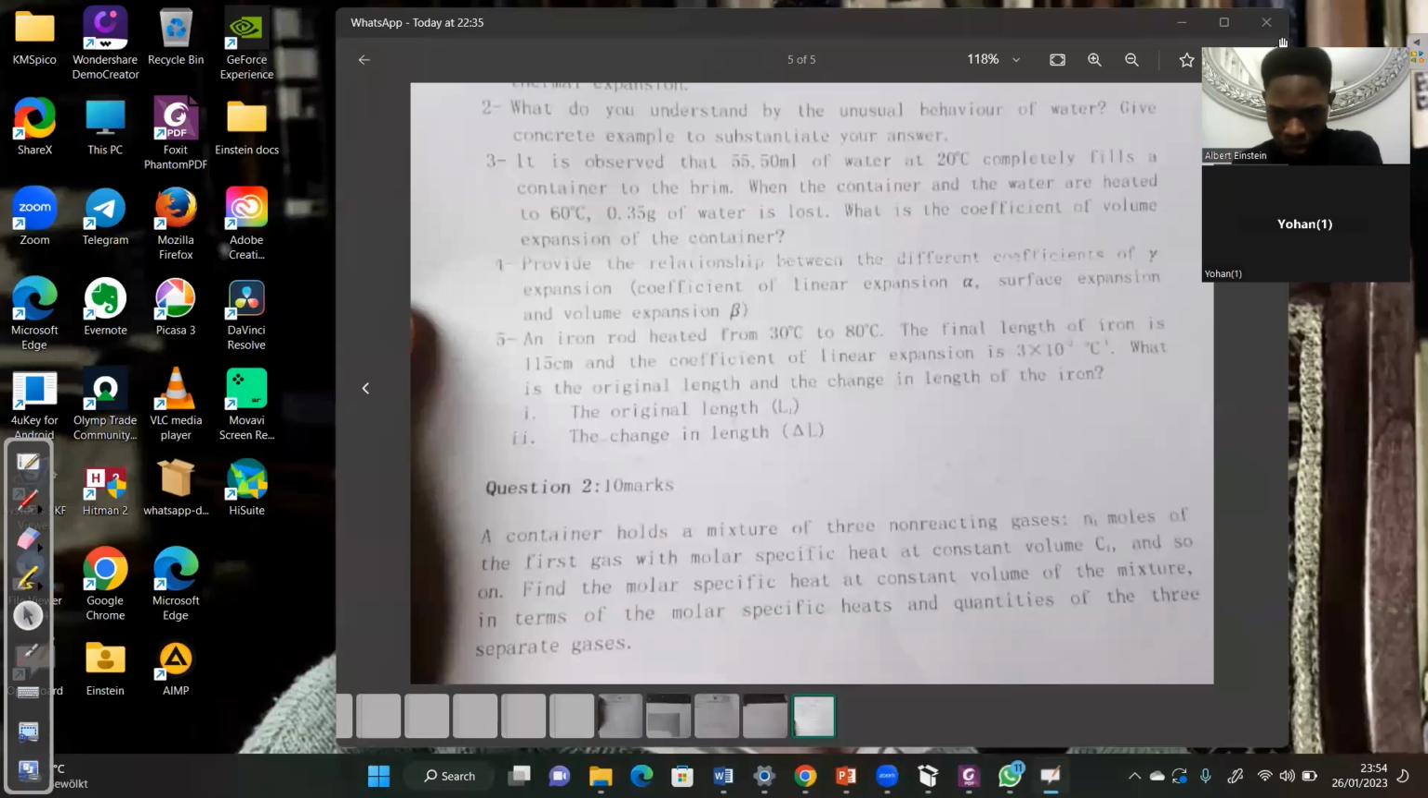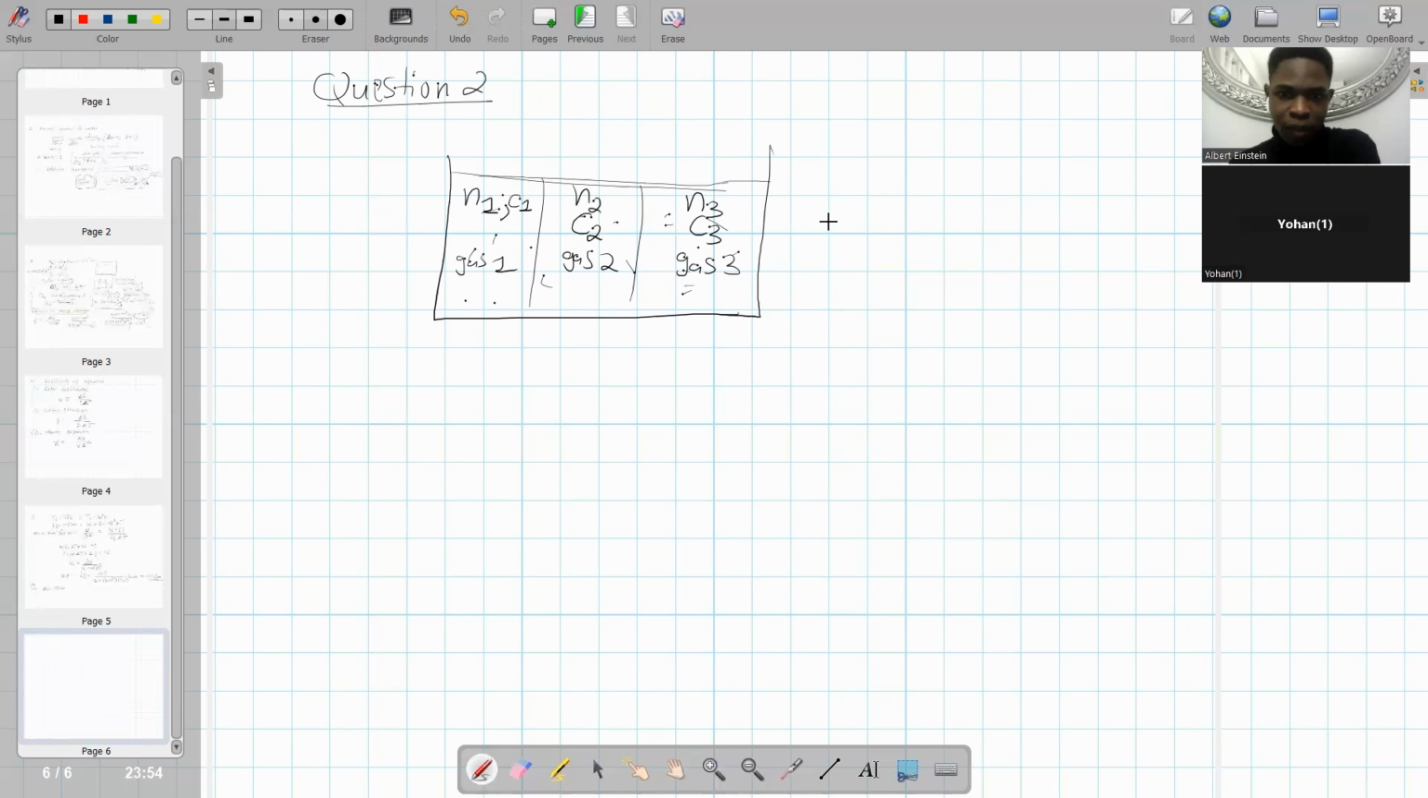It looks like we'll have to apply the gas laws. Find the molar specific heat at constant volume of the mixture in terms of the molar specific heat. Okay, I understand what they're saying. What they want is that you should find C, the specific capacity, for the mixture, given this data. The gases cannot mix, but the three gases can behave as one gas because it's a mixture, even if they don't react with each other. The overall system has a certain specific capacity.